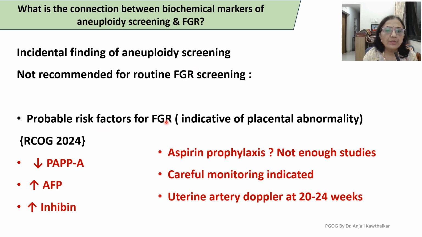So probable risk factors for fetal growth restriction, because these are indicative of placental abnormality as per RCOG 2024, are a fall in pregnancy associated plasma protein A level, or a raised alpha fetoprotein, or a raised inhibin level. These three you remember. Whereas hCG has no correlation found with the risk for fetal growth restriction. PAPP-A lower level, and raised levels of these two, alpha fetoprotein and inhibin.